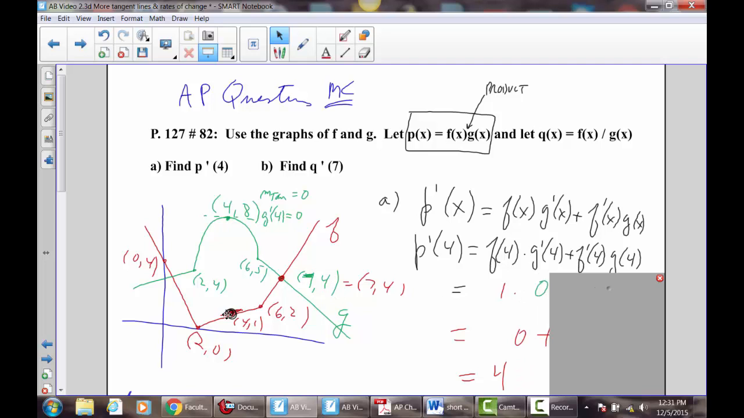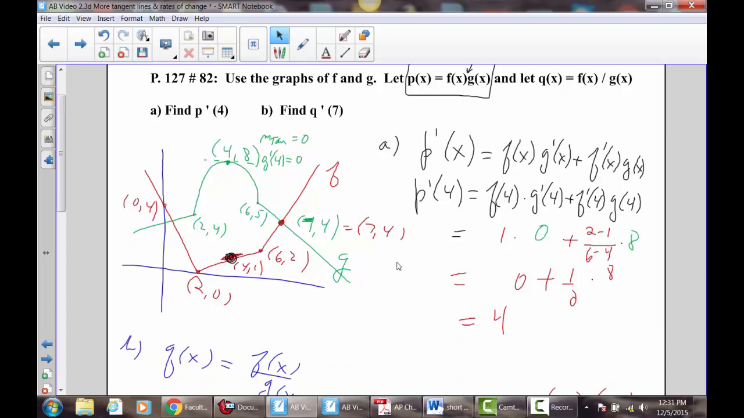F prime of 4, at 4, they want the slope of the tangent line to the curve. Well, it's actually not a curve, it's just a line, and that line has the same slope everywhere. If you picture that bug traveling along that line, its little matchstick is going to have the same slope as that line. So you can find the slope between any 2 of these 3 points that are on that little segment. And I happen to have picked these 2 points. And then G of 4, if you look on the graph of G, you'll notice the coordinate of G of 4 is 8. And then you just simplify that.